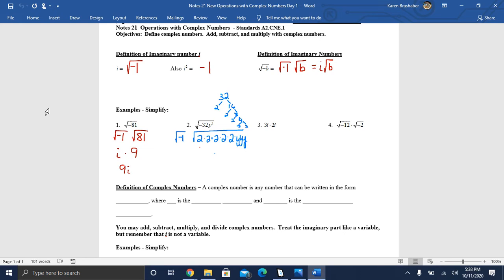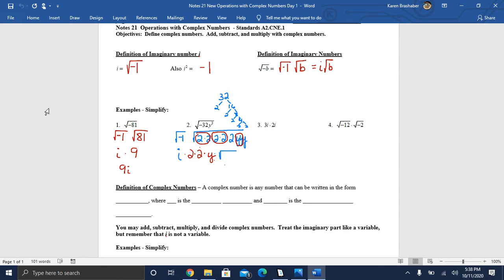Well, our square root of -1 is our new definition. So this is i. And then we're going to simplify by circling pairs. So I have a pair of 2's, I have another pair of 2's, and I have a pair of y's. What we circle will be taken outside of the radical. So I have a 2, I have another 2, and I have a y. Those groups were circled and are out of the radical.